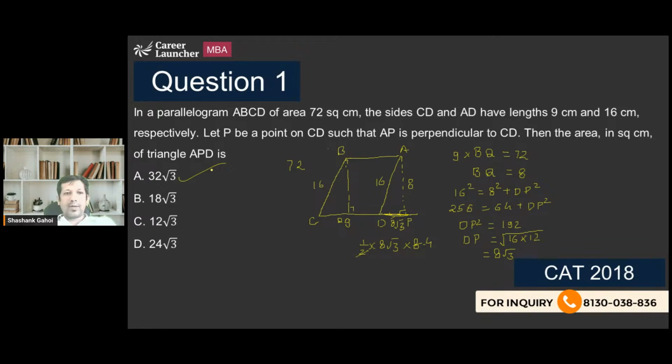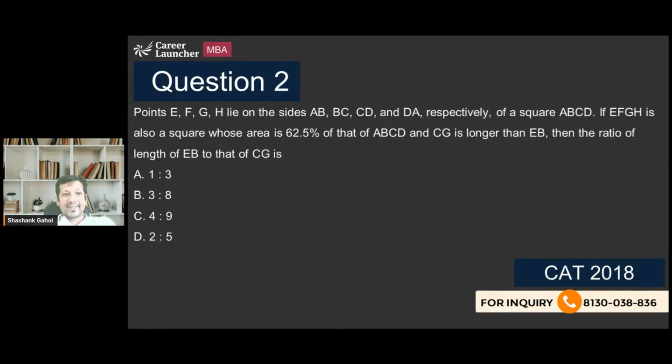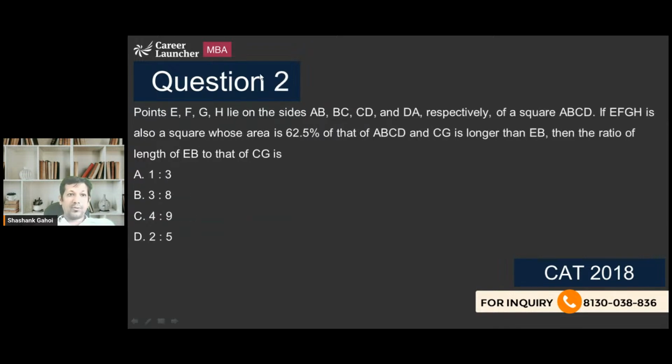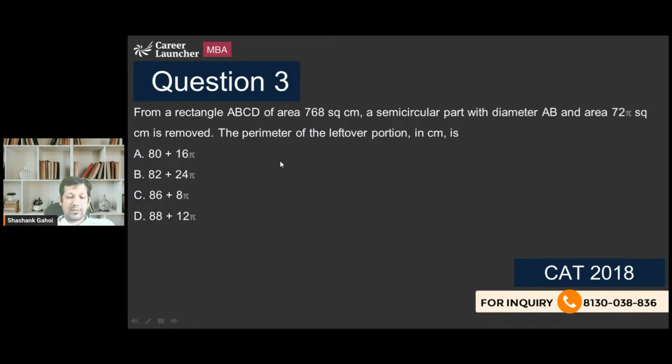Now let's move on to the next one. What does it say? Points E, F, G, H lie on the sides AB, BC, CD, and DA of square ABCD respectively, and EFGH is also a square whose area is 6.